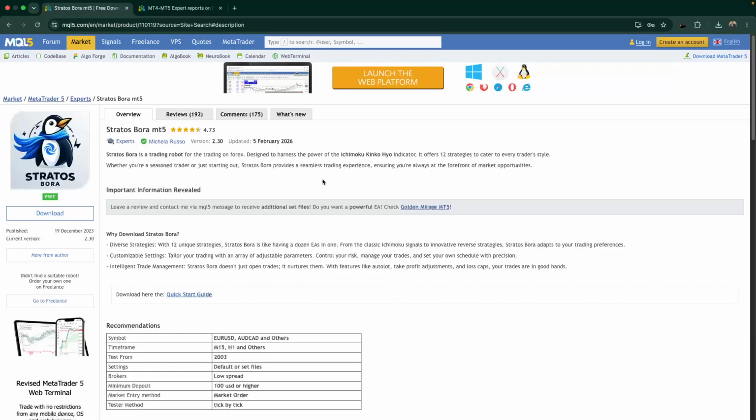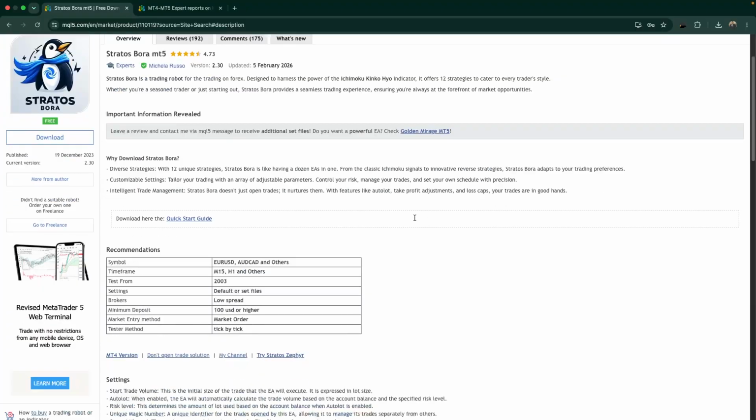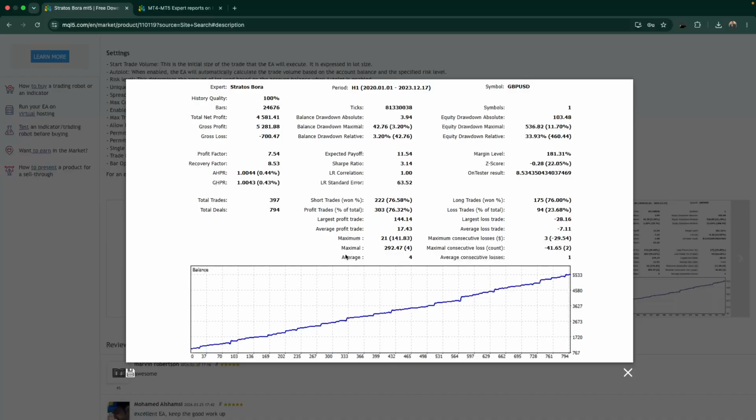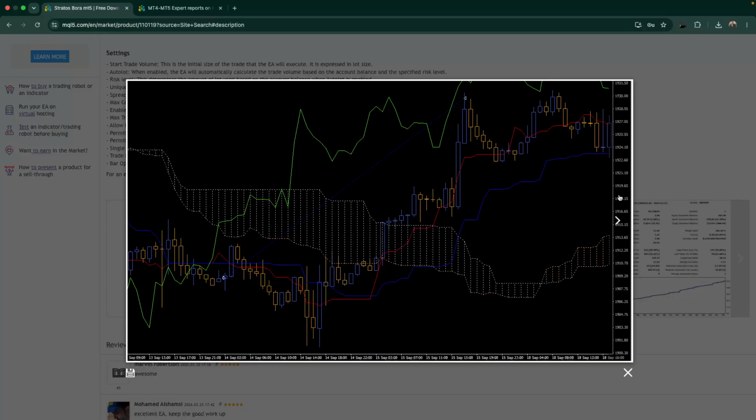Seller highlights flexible trading strategies, risk management, take profit rules, and scheduled trading opportunities. Their showcase results include high win rates around 76%, a profit factor of 7.54, and relatively controlled drawdowns of 42.76% on the equity and 3.20% on the balance actually. And this was on pairs like GBPUSD on the 1 hour time frame.